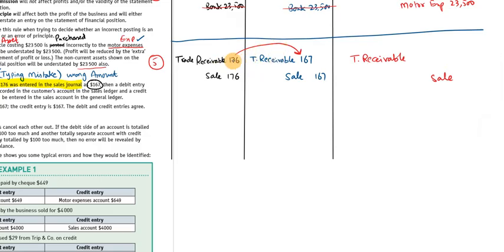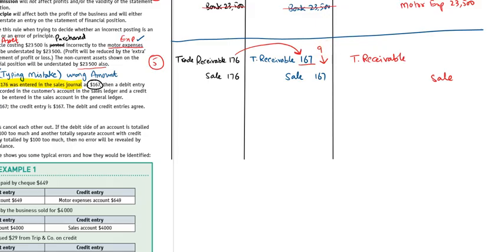Actually, the receivable should be 176, but in our wrong entry we recorded less trade receivable. How much less did we record? The difference is 176 minus 167. The difference will be 9. It means we wrongly recorded trade receivable less by 9.